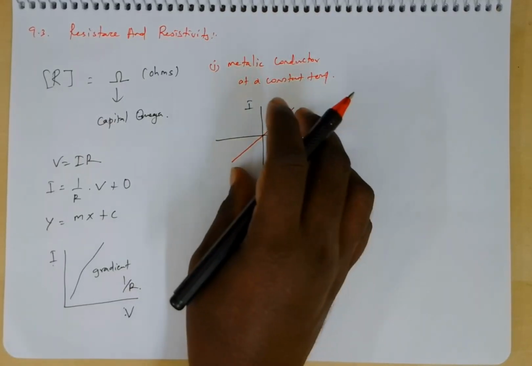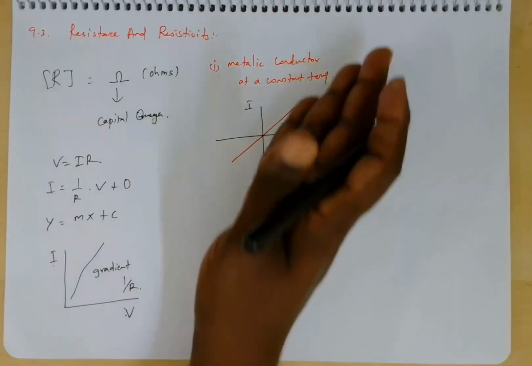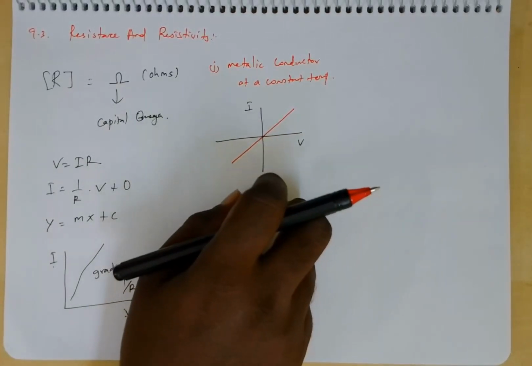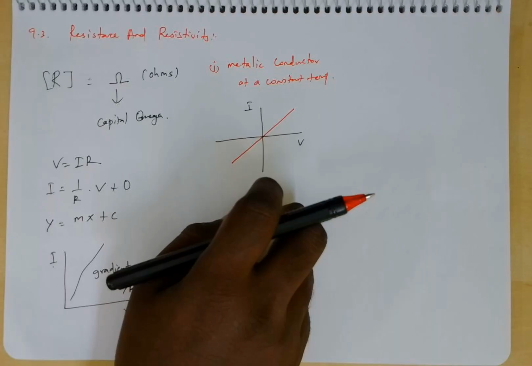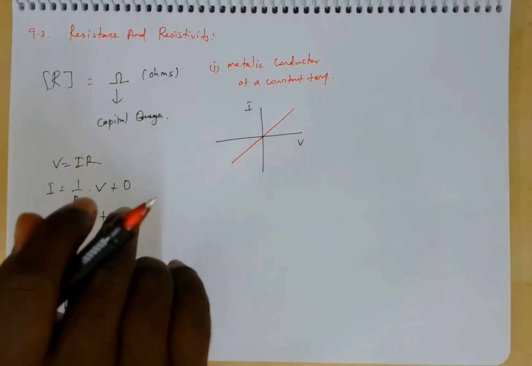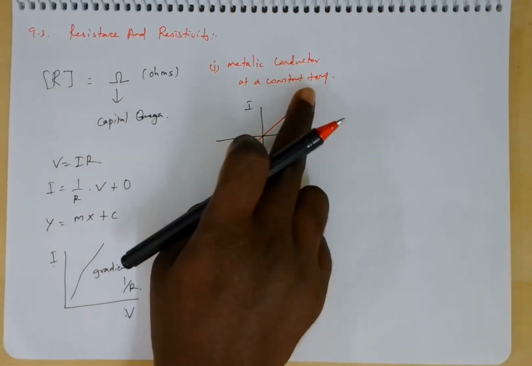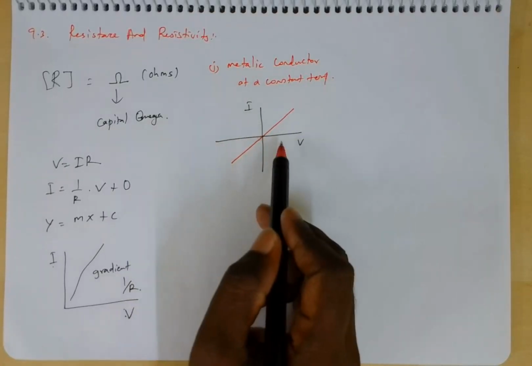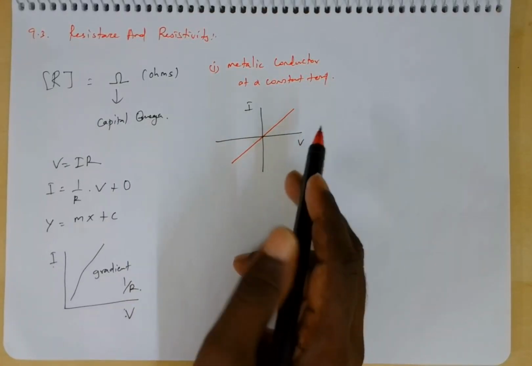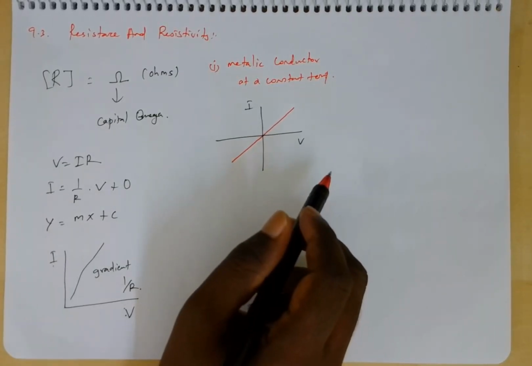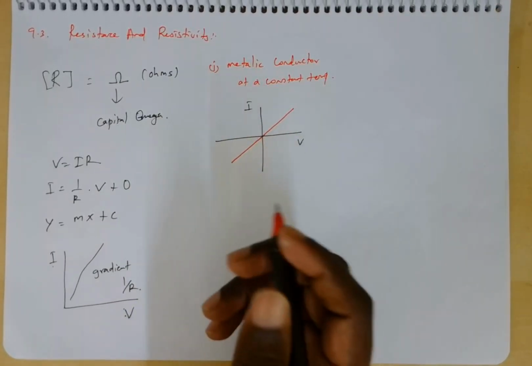Whichever conductor gives a straight line in the IV graph, we call them ohmic conductors. Not always. If the temperature changes, they behave differently. That's why we add the words constant temperature. You should see the gradient of this graph. If it's a straight line forever, then it is an ohmic conductor. So that we will see what is Ohm's law.